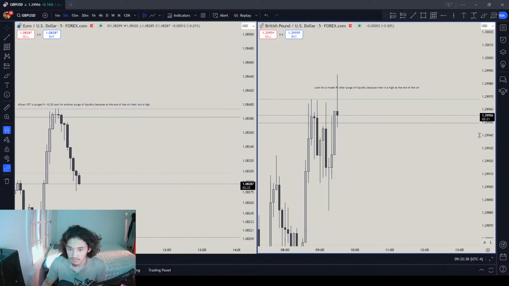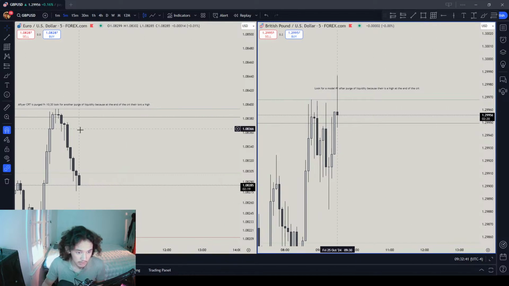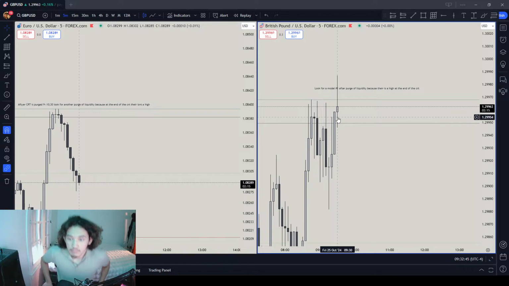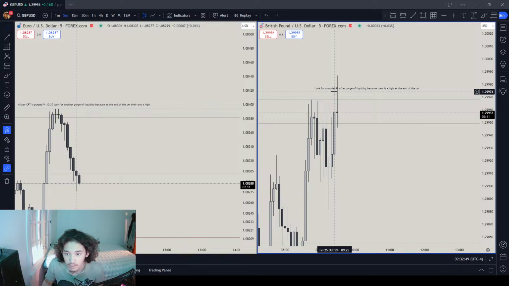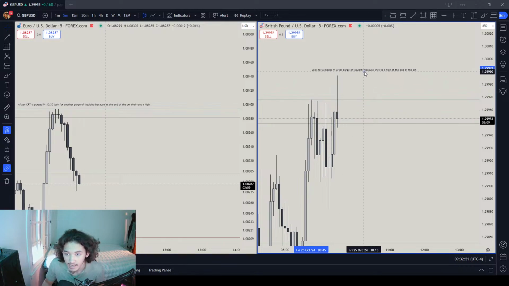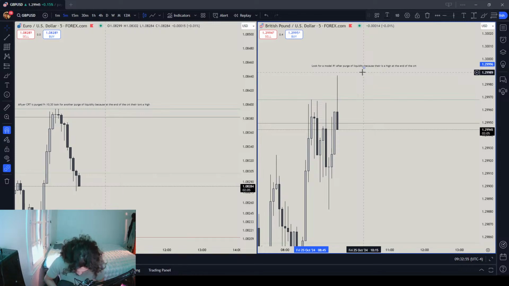Okay, so market is giving us some big positive. There's no actual SMT, so I'm gonna go best out of this. I'm looking for a model one after the purge of liquidity because there's a high at the end of the high of the CRT. Now let me go down my notes and see if it's actually correct.